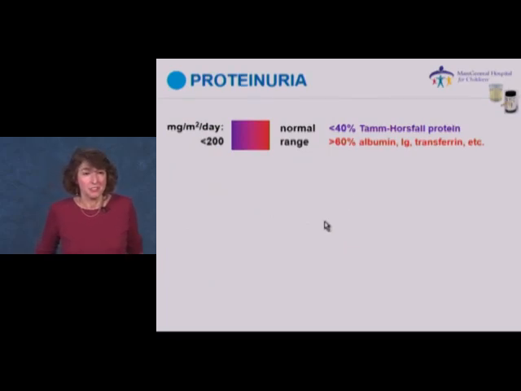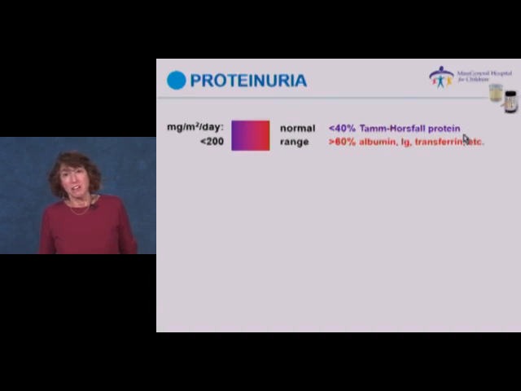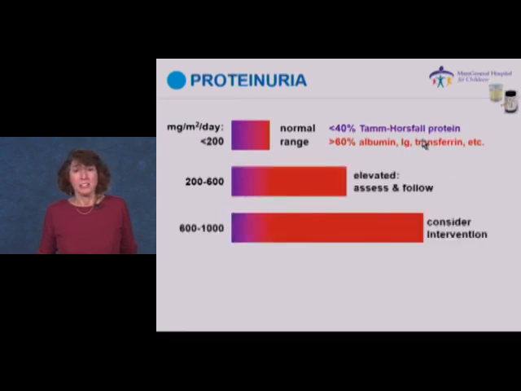So what is nephrotic syndrome? What is proteinuria anyway? Well, it turns out that everyone has protein in the urine to some extent, and a normal range of proteinuria is less than 200 mg per meter squared per day. That protein is composed primarily of serum proteins, the albumin, immunoglobulins, transferrins, and so on. But there's also a significant component of Tamm-Horsfall protein, which is made in the renal tubule by the tubular epithelial cells. Increased levels of proteinuria would range 200 to 600 mg per meter squared per day.